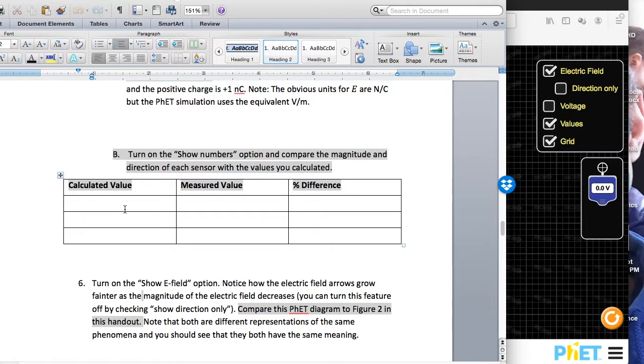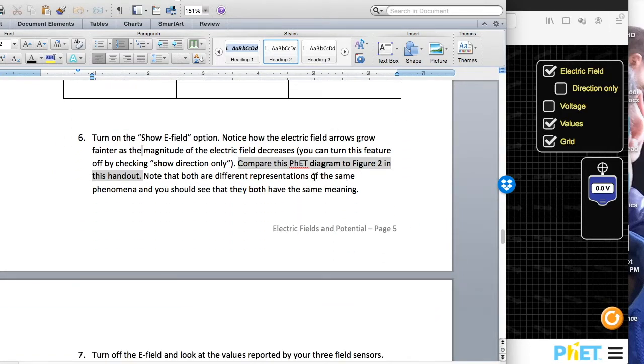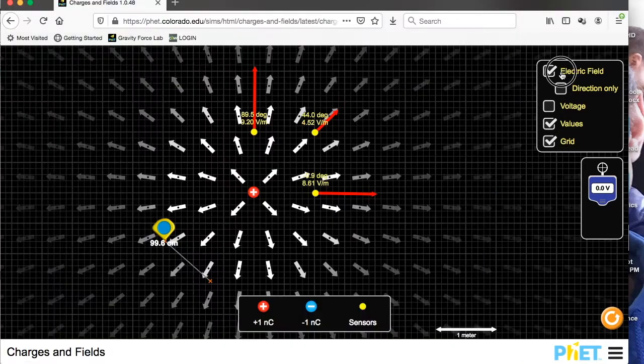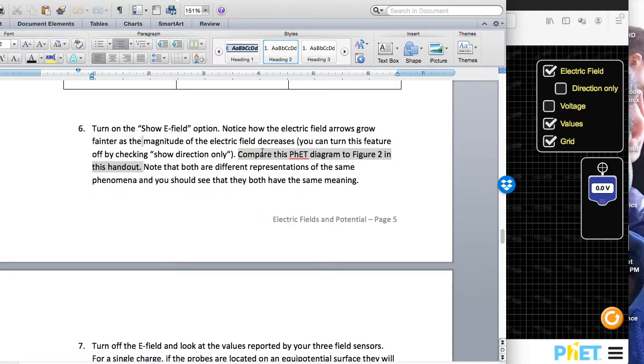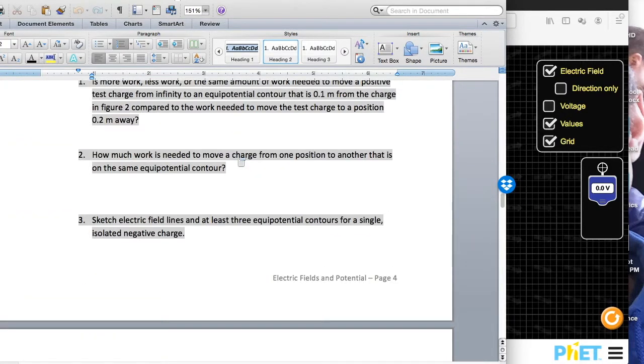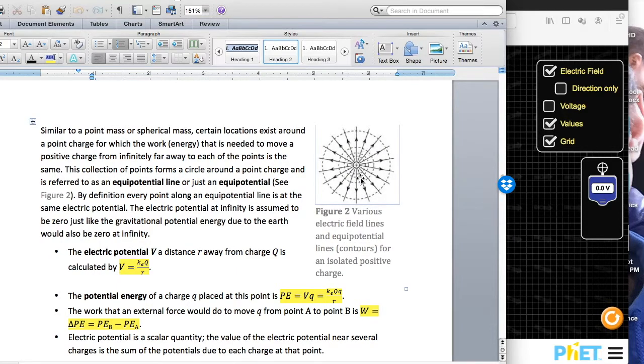Okay, so plug in your calculated values and the measured values you just got off of the simulation, and then calculate your percent difference. Turn on show E-field option. I guess that's already on there. Good. Yep, talking about stuff we already know. Compare this diagram to figure 2. Figure 2, figure 2. Right there.